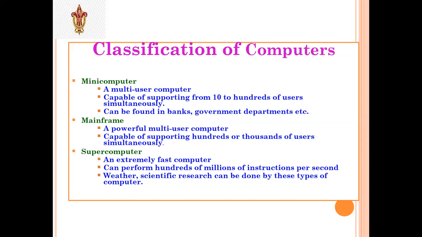So the last one is your supercomputer, which is an extremely fast computer. It can handle maximum numbers or millions of instructions. It is the most powerful computer among all the computers which you have seen earlier. It is generally used for weather forecasting, getting geographical conditions, scientific research. In such conditions, we are using supercomputers.